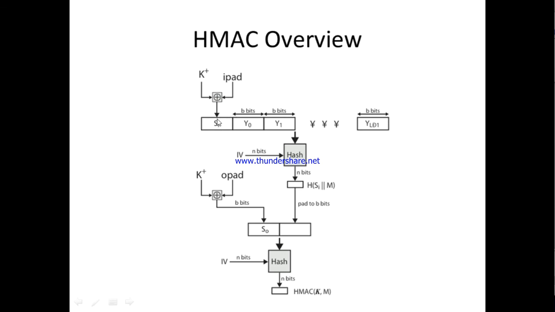That block will be concatenated with the message blocks. Here y0, y1 and so on represent the message blocks. The message will be divided into a number of blocks, each of B bits, and the input pad and K plus are also of B bits. These two are XORed, generating one B-bit output. The concatenated message with this output value will be applied to the hash function.